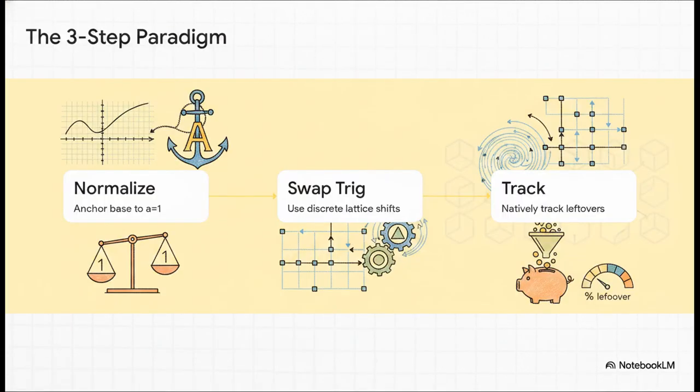The sources outline a brilliantly simple three-step paradigm to replace those continuous curves with exact, pixelated grids. First, you anchor the base to A equals 1, which they call side A normalization. That straightens the curves right out. Second, you swap out messy trigonometry for discrete reciprocal shifts across a rational lattice. And third, you use global remainder tracking, or GRT, to natively track the exact mathematical leftovers, ensuring literally zero data is ever lost to rounding.